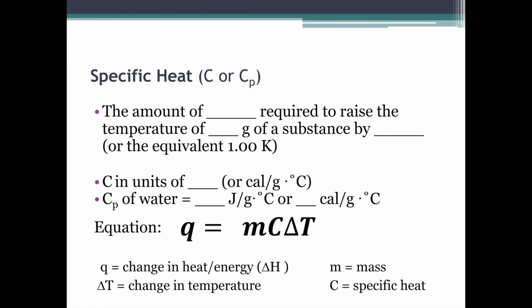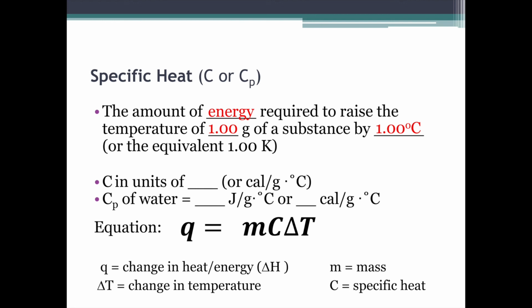Now we have to define another value as well, called specific heat. Specific heat is represented by an uppercase C or sometimes an uppercase C with a subscript P. Specific heat is the amount of energy required to raise the temperature of 1 gram of a substance by 1 degree Celsius, or the equivalent 1 Kelvin.